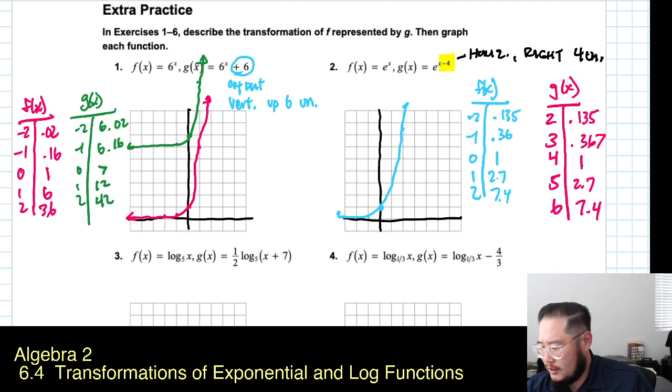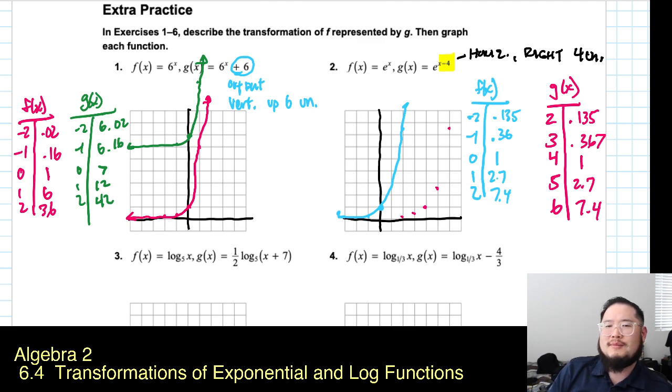So we go ahead right here at 4. There's our point at 1. At 5, we're at 2.7. Go ahead and put that there. And then at 6, we're at 7.4, all the way up here. And then it comes its way back down onto the right side. And look at this magnificent graph right here that shows g of x. All right, so you can see the same graph just shifted 4 units to the right.